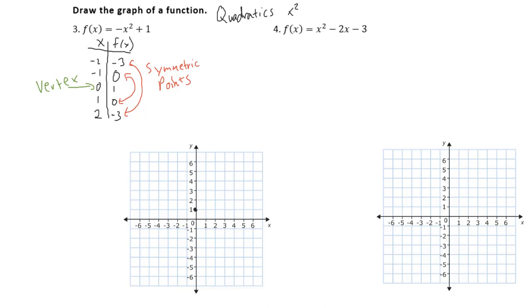And then your symmetric points at 1, 0, and -1, 0, and -2, -3, and 2, -3. And we end up with the curve of a parabola. And so we end up with that curve. All right, let's look at the next one.